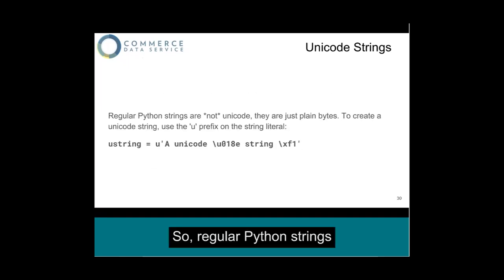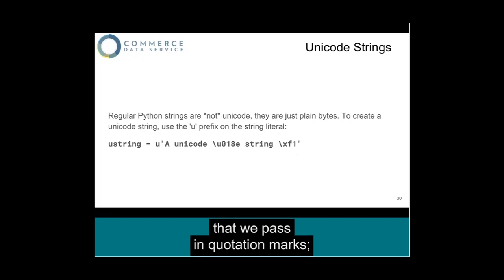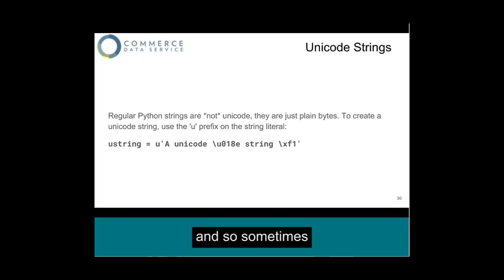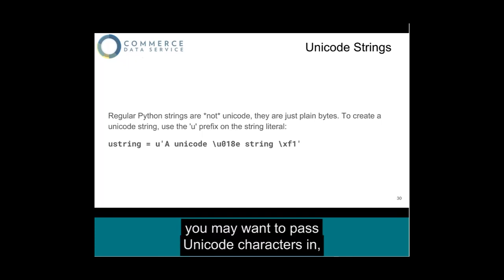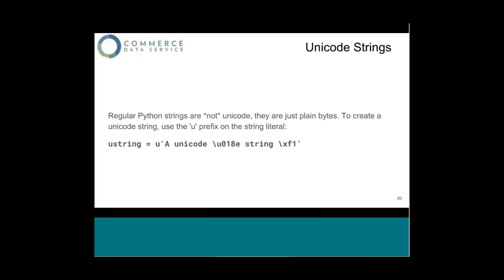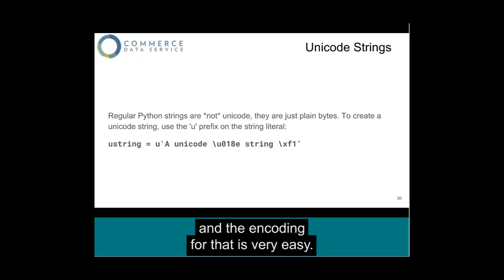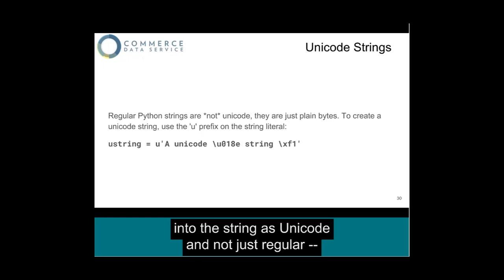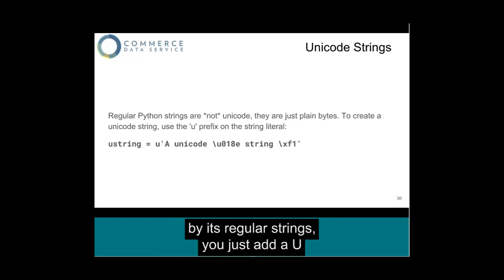So regular Python strings that we pass in quotation marks are not encoded as Unicode. For people who are familiar, Unicode is a more extensible range of characters, and so sometimes you may want to pass Unicode characters in. Right? And the encoding for that is very easy. If you want Python to encode the string as Unicode and not just regular bytes, regular strings, you just add a U to the beginning of the quotation marks.